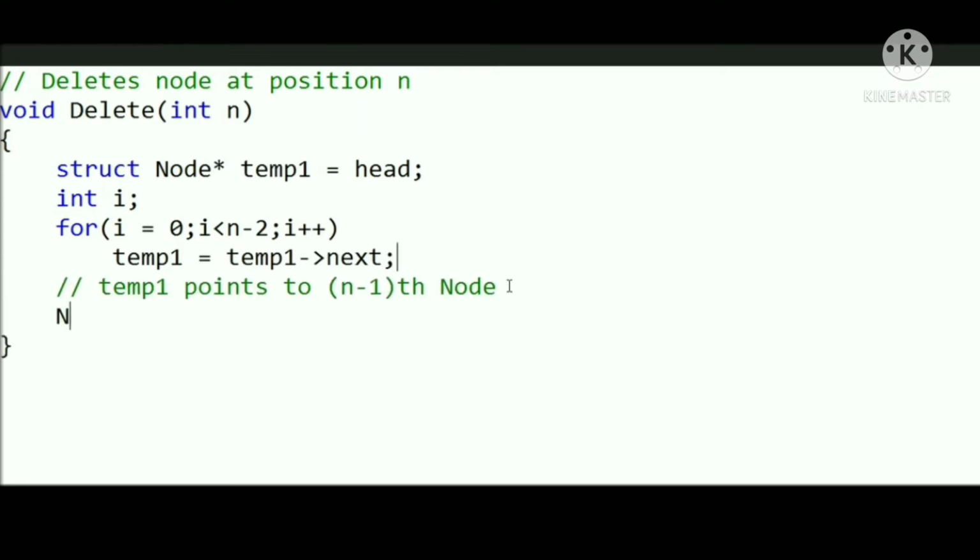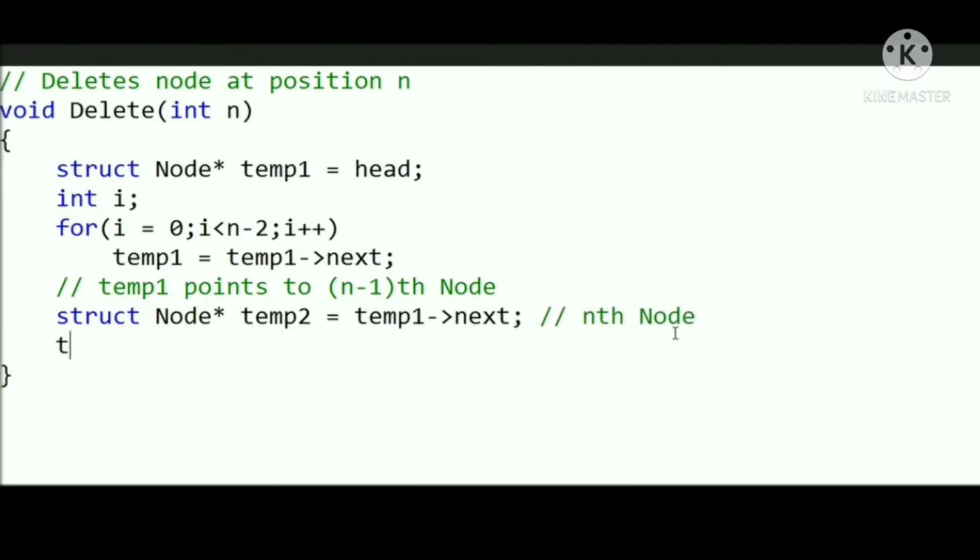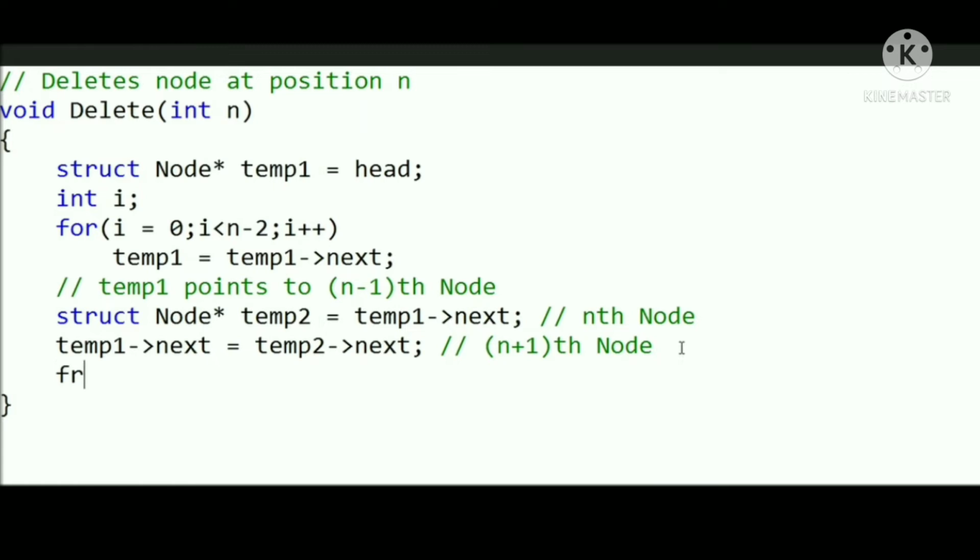Now I'll create a variable to point to the nth node, name this temp2, and this will be equal to temp1 dot next. And now I can fix the link. I can adjust the link part of the n-1th node to point to the n+1th node, which will be temp2 dot next. Now our link is fixed, and this variable temp2 stores the reference to the nth node, so we can make a call to the free function.